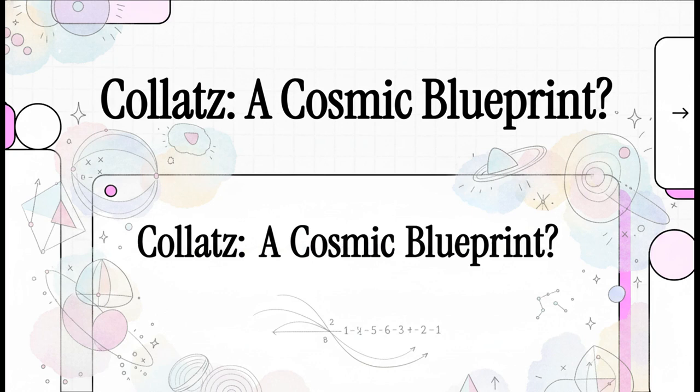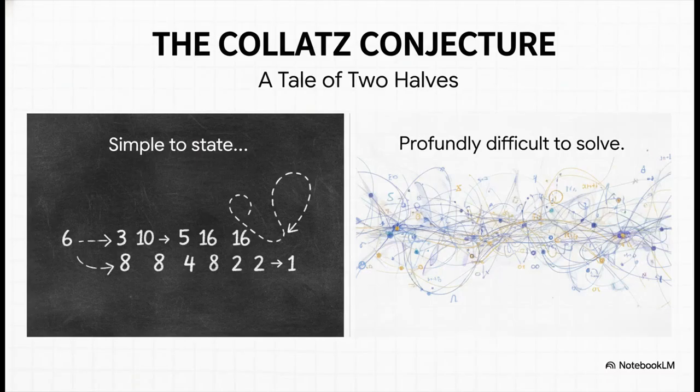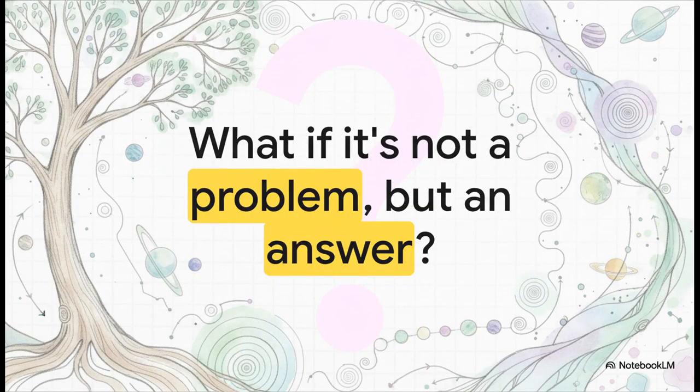different lens. For almost 100 years, the Collatz conjecture has been this fascinating curiosity. I mean, it's a problem so simple you could explain it to a kid, yet it's so profound that the world's best mathematicians have completely hit a wall trying to solve it. But the source material we're digging into today asks a pretty radical question. What if this isn't a puzzle at all, but actually a blueprint?